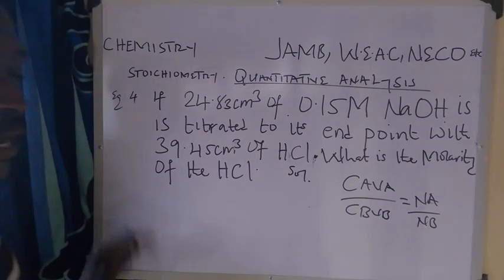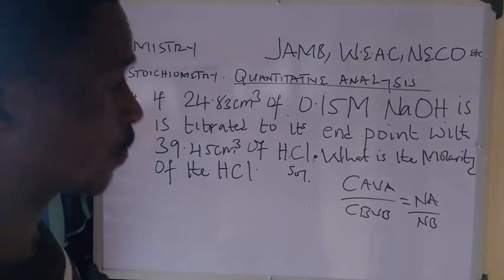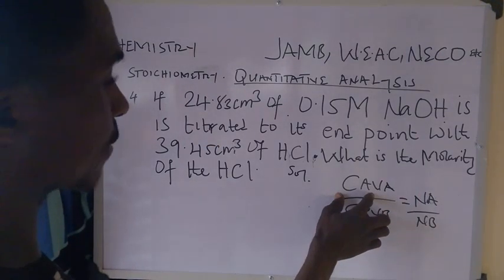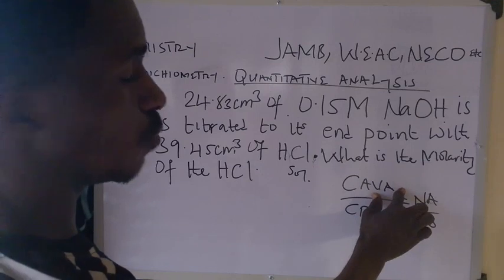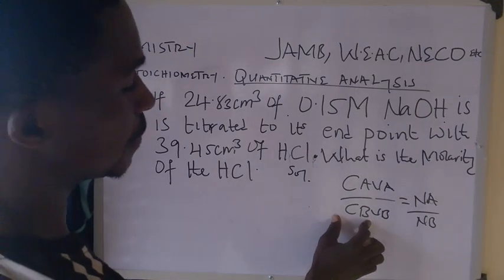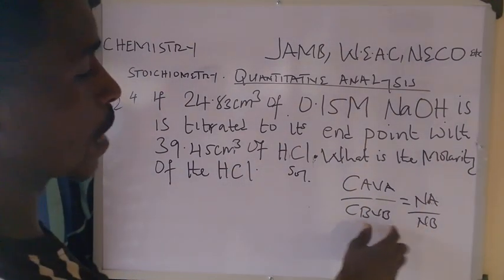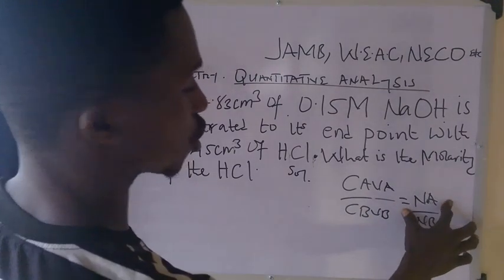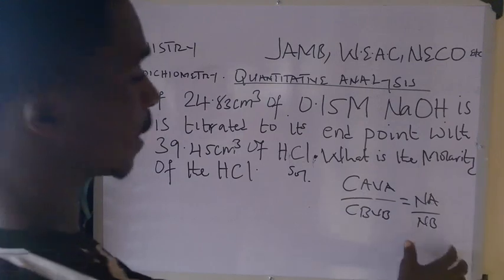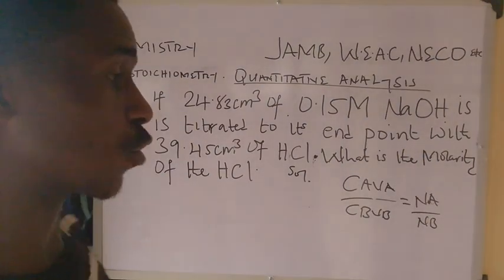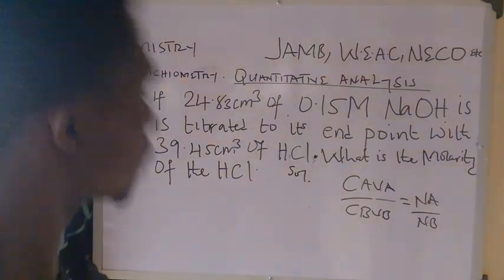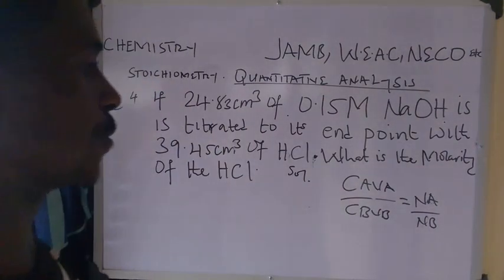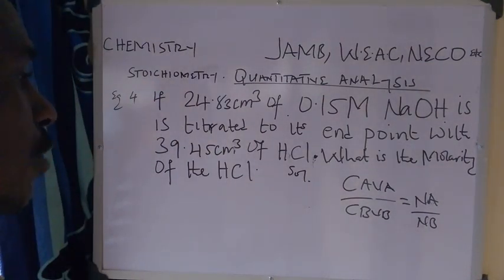So NA over NB. And remember we said that Ca is the concentration of the acid, Va is the volume of the acid, Cb is the concentration of the base, and Vb is the volume of the base. Na is the number of moles of the acid, and Nb is the number of moles of the base. So these things are very, very important. We know that. So can we bring out our data?